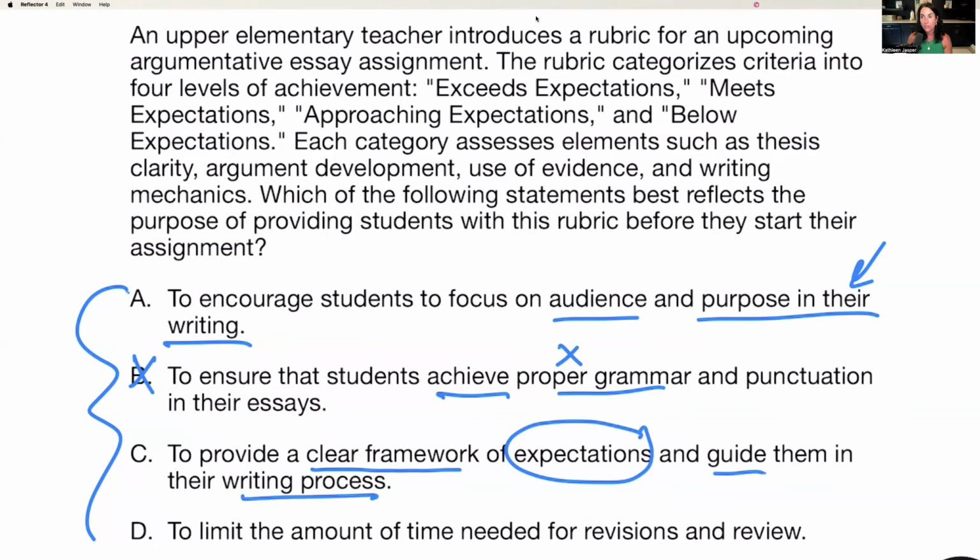C, to provide a clear framework for expectations and guide them in their writing process. All right, I like the term expectations. I like clear framework, clear expectations. C looks good. A is not bad either. I'm going to put a dot there. D, to limit the amount of time needed for revisions and review. This does not work. That's kind of a bad phrase.